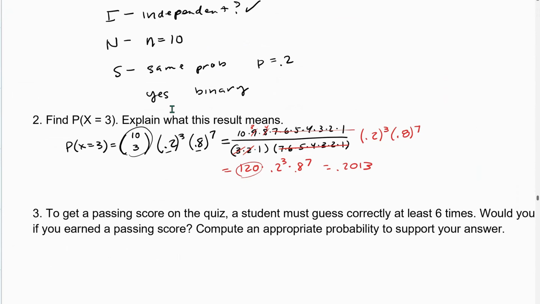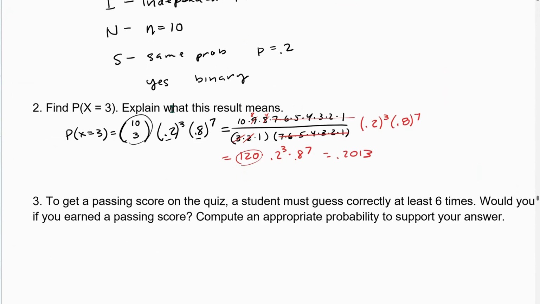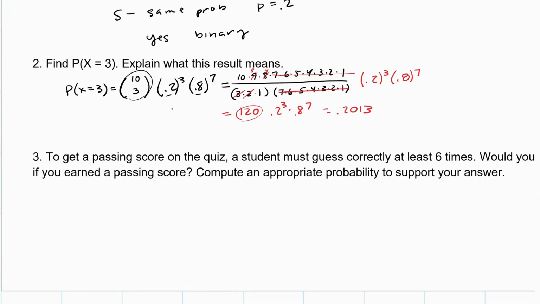All right. And what does this result mean? There is a 20.13% chance of getting exactly 3 questions correct.